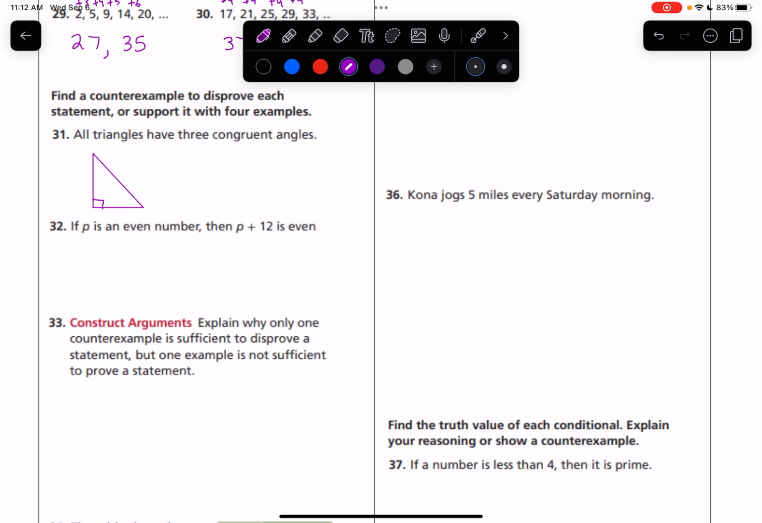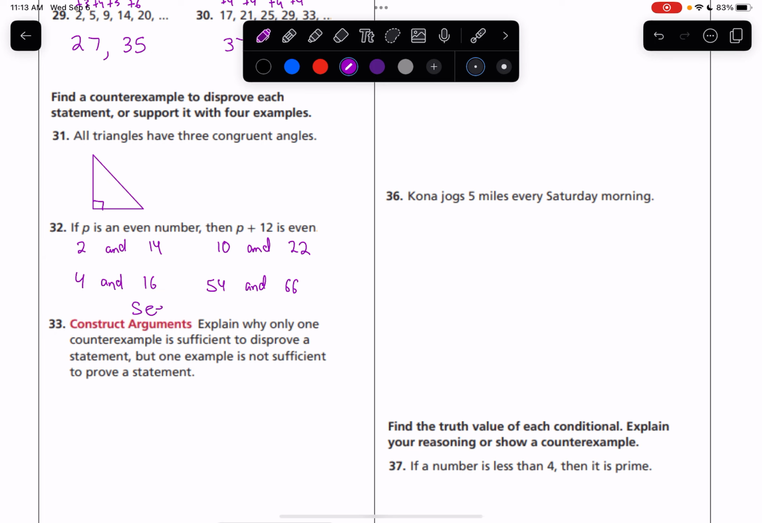Number 32, if p is an even number, then p plus 12 is even. This one seems true, so I could try things, right? 2 is even, and 2 plus 12, which is 14, is also even, right? 4 is even, and 4 plus 12, which is 16, is also even. 10 is even, and 10 plus 12, which is 22, is also even. 54 is even, and 54 plus 12, which is 66, is also even. So that one seems true.